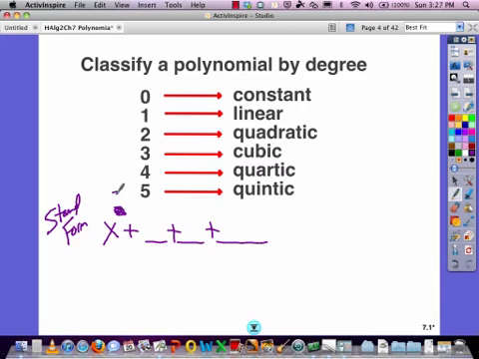Our cubics would have a degree of 3. Quartics would be a 4. Quintic would be a 5. We could keep going. But for right now, that's just what we're talking about. When we say name it, classify it, it would be a linear, so you're saying the polynomial's degree by saying that name.